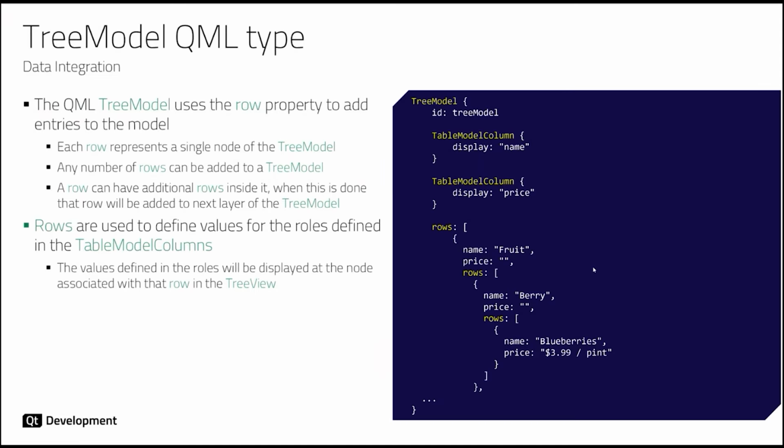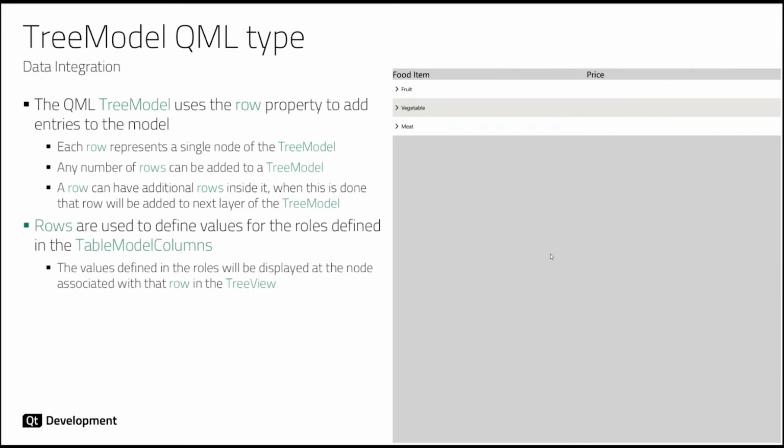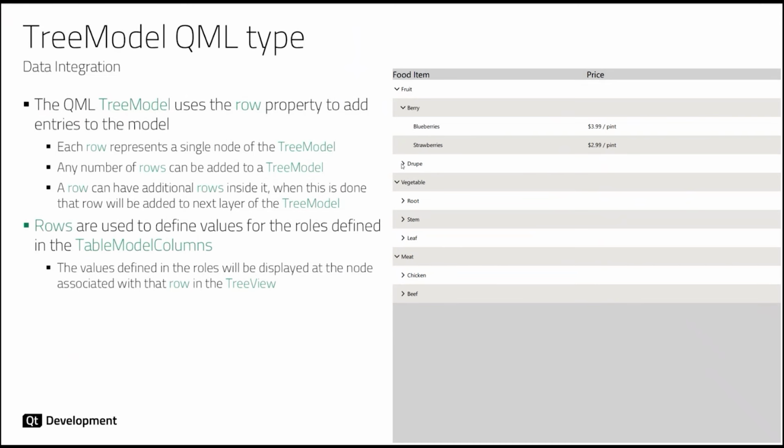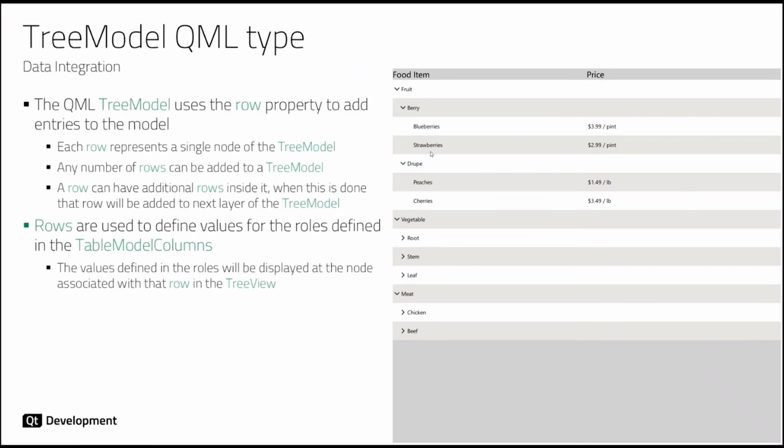So if we go ahead and flip this code over, we can actually see what this looks like in implementation, where we've got our food item and price as table model columns. And if we drop down the tree, we can see we're able to reveal the child nodes of fruit, vegetable, and meat. And dropping it down even further, we can actually get the actual entries, in this case, blueberries and strawberries. And we can see we also provide a price for them once we hit a logical point in the tree model where price becomes relevant.